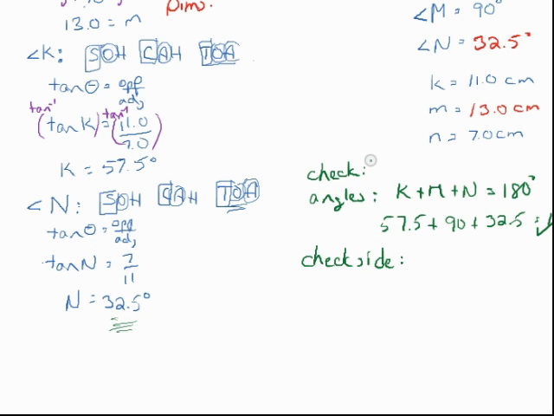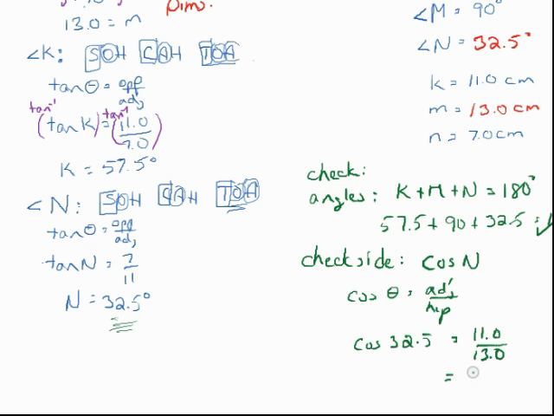And I've already used Pythagoras, so I don't want to use Pythagoras. I'm going to use cos. I'm actually going to use cos of N to check the side. I know that cos of theta is adjacent over hypotenuse. So cos N is 32.5 degrees. So cos of N is 11 over 13.